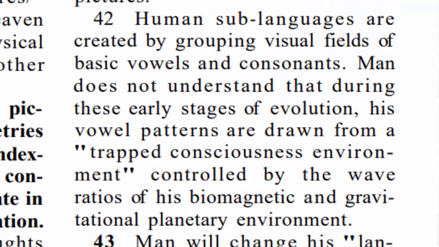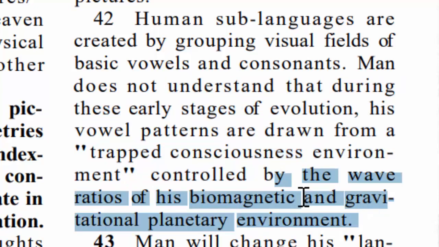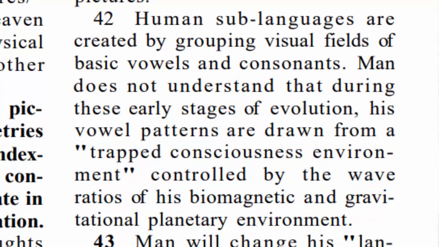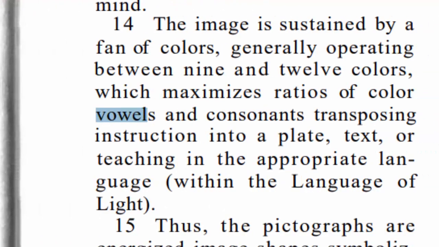In 207, it says, human sublanguages are created by grouping visual fields of basic vowels and consonants. Man does not understand that during these early stages of evolution, his vowel patterns are drawn from a trapped consciousness environment, controlled by the wave radiations of his biomagnetic and gravitational planetary environment, which is all about the change here. So this is about to become important as we go through these changes to our biomagnetic and gravitational planetary environment. So this would be related to the new language here.